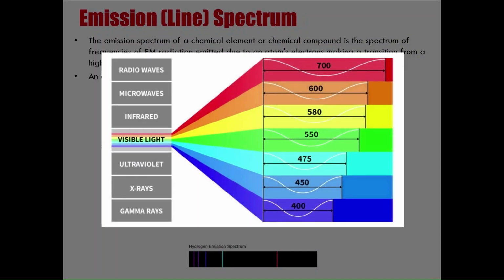Okay, this is the visible spectrum. Now I want you to note on the left side of this picture, you see that it says radio waves at the top and gamma rays at the bottom, which means that the energy increases going down, okay? Now, you can see that there's a 700 nanometer wavelength for red and a 400 nanometer wavelength for blue, okay? Remember, the larger the number, the lower the energy, because the larger the number, that means that you have a larger wavelength, which means you have a lower frequency, which means you have a lower energy.